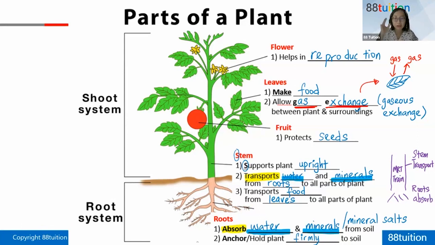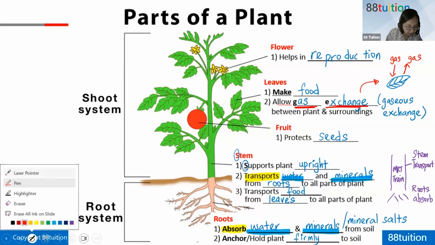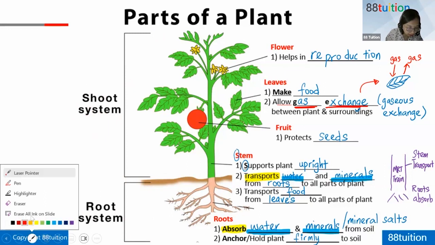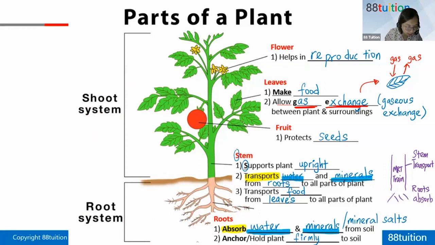So you have to memorize all these, okay? Then there's this word shoot and root. Root is anything that is below the ground. Anything above the ground is called shoot. Since we are on root and shoot, let's just revise. When a seed germinates, can you tell me which part of the seed will grow out first? Is it the root or shoot? Which one grows first? Roots or shoot?